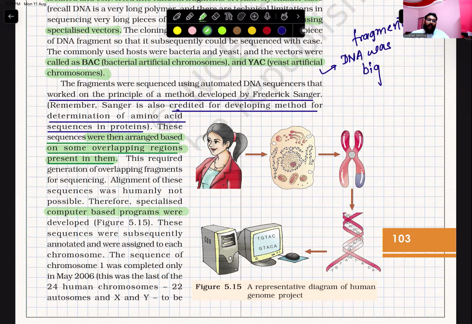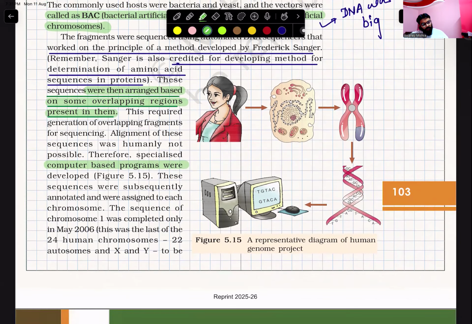The sequence was subsequently annotated, assigned to each chromosome, and the chromosome 1 sequence was completed only in May 2006. If I want a very good statement-based question, I'll change it into September 2006. So you will get confused if you have not read it properly, whether it was May 2006 or September 2006. How do you remember this? Very simple. NEET happens in which month? May. Chromosome sequencing done in which month? May. As simple as that.